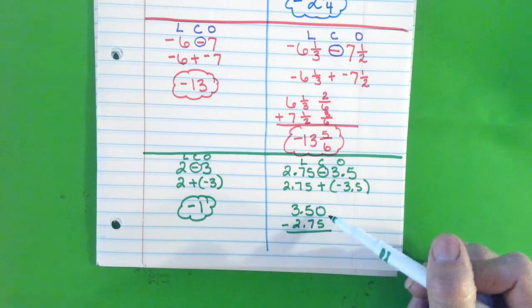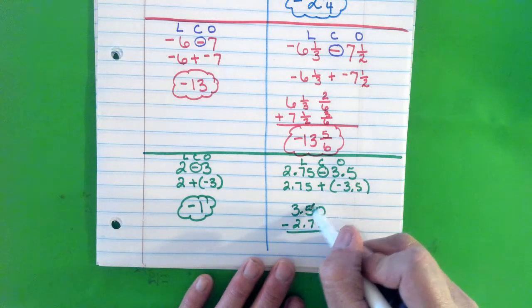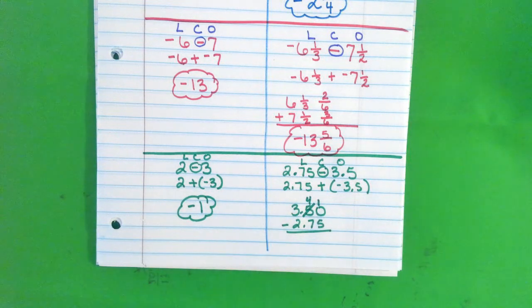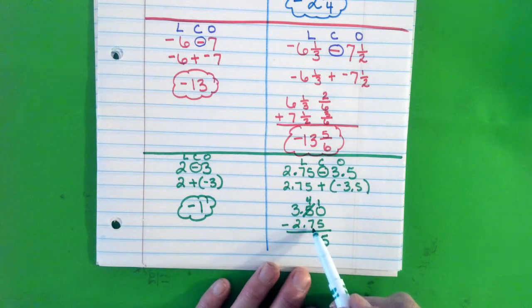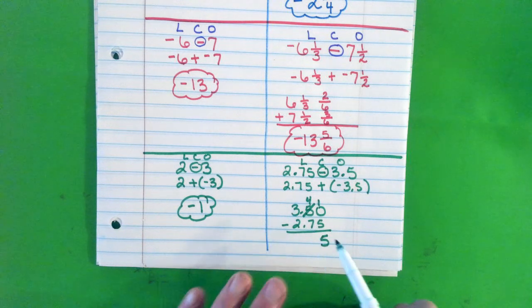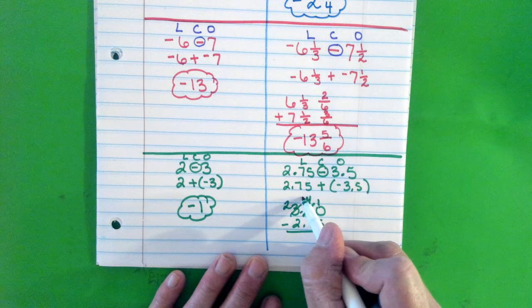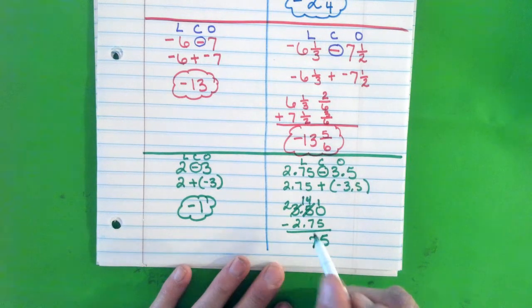Can I do 0 minus 5? No. So I must borrow from the 5, make it a 4, making that 0 a 10. 10 minus 5 is 5. Can I do 4 minus 7? No. So I borrow from the 3, it becomes a 2, making the 4 a 14. So sometimes you have to borrow. 14 minus 7 is 7.